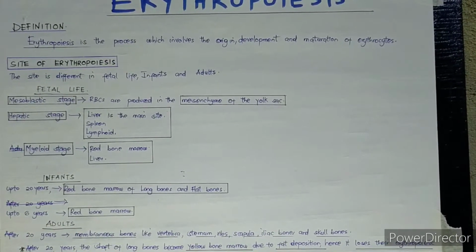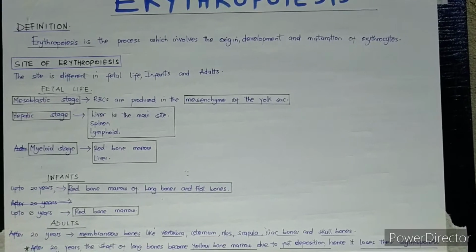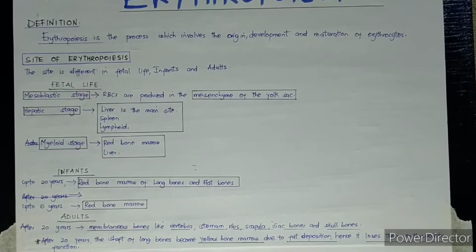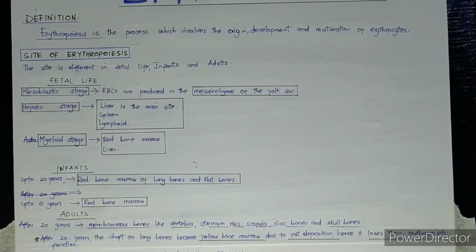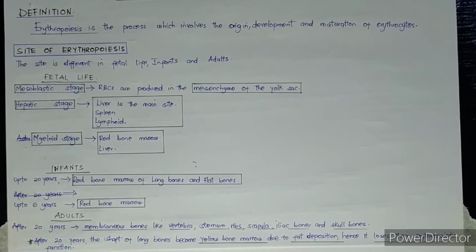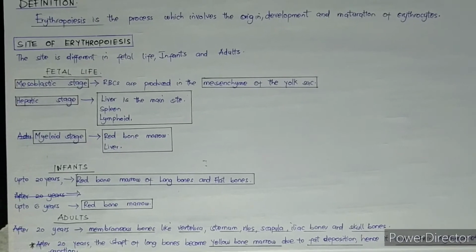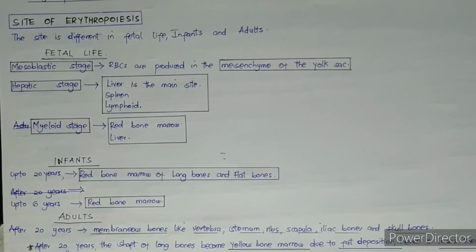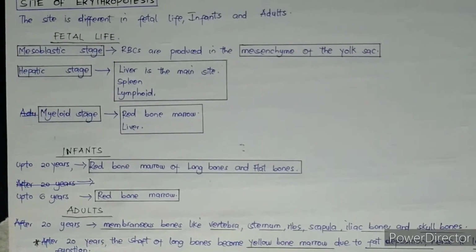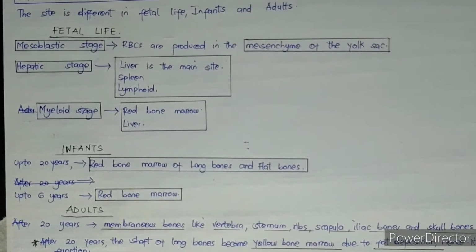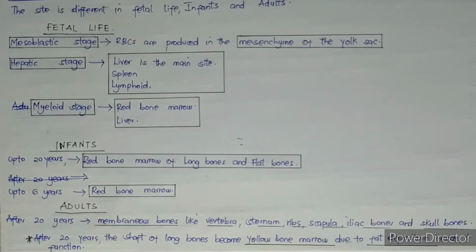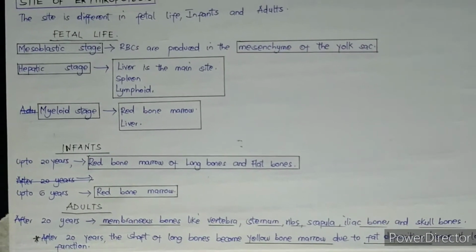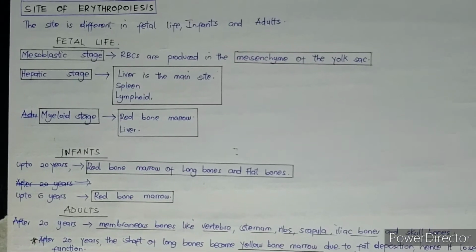In hepatic stage, the liver is the main site of production of RBCs, and the spleen and lymphoid organs are also involved. In the myeloid stage, the red bone marrow and the liver are the site of production of the RBCs. In infants, up to the age of 6 years, the red bone marrow is the site of production of the RBCs. And up to the age of 20 years, the red bone marrow of the long bones and flat bones are the site of production of the RBCs.